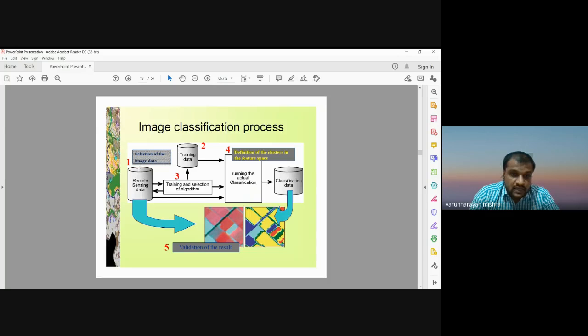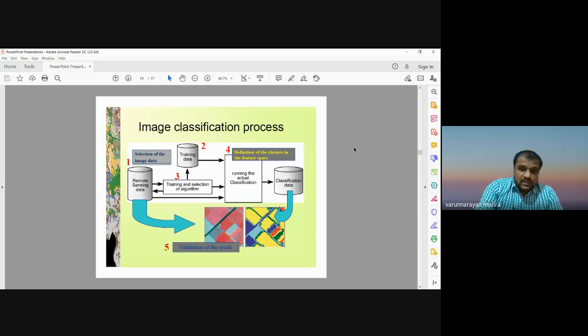We start from the selection of image data, then we go for the selection of training data, then the training and selection of the algorithm, then we define the clusters in the feature space, then we run the actual classification to produce a thematic map or classified map, and then that classified map will be validated and assessed using some reference data set. So this is the entire image classification process.